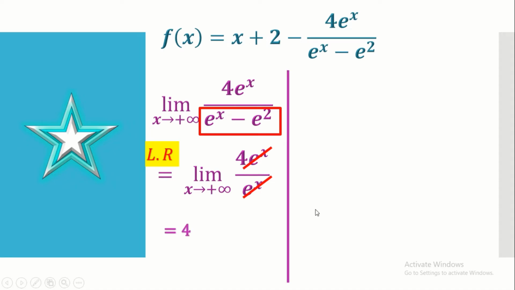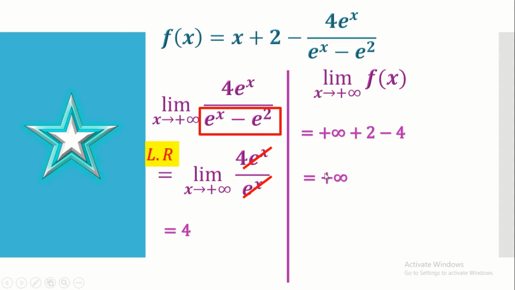Now let's calculate the limit as x tends to plus infinity of f of x. If you note here, it will be infinity plus 2 minus 4. So it will be equal also to plus infinity.